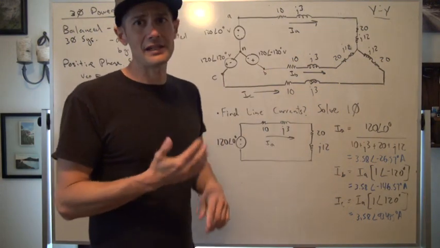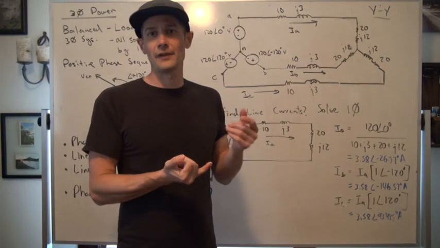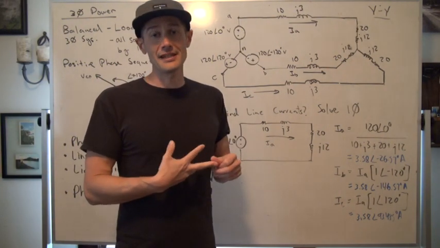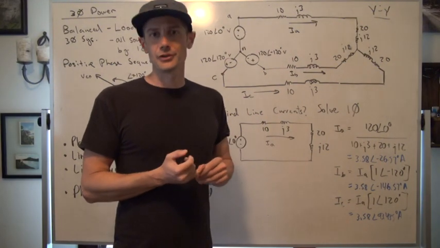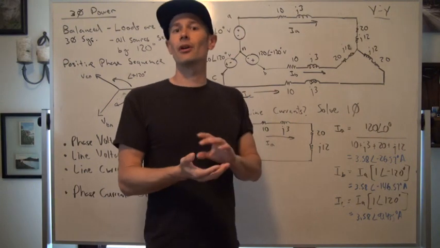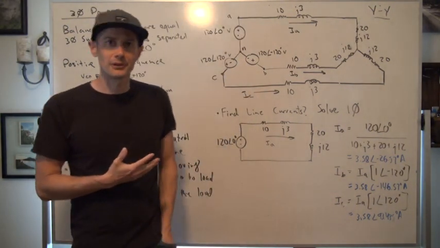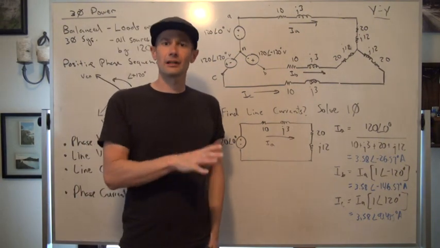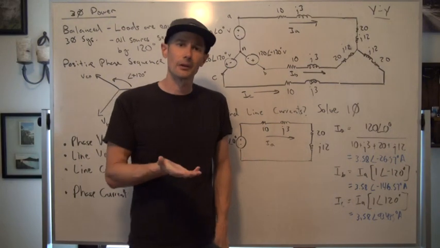And so what we see is that the three phases that we deal with, what we call phase A, B, and C, are all separated by 120 degrees. The magnitudes are the same for each, but they're all separated by 120 degrees. And the way that we look at three-phase systems, and in the next video we're going to look at three-phase power.